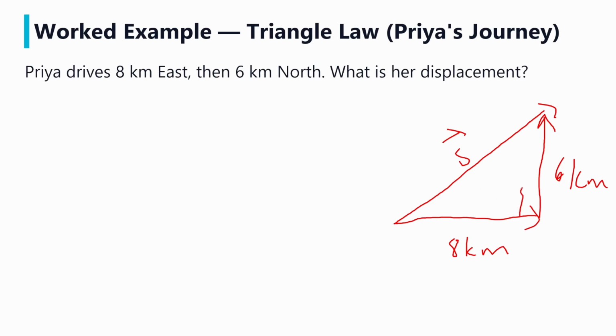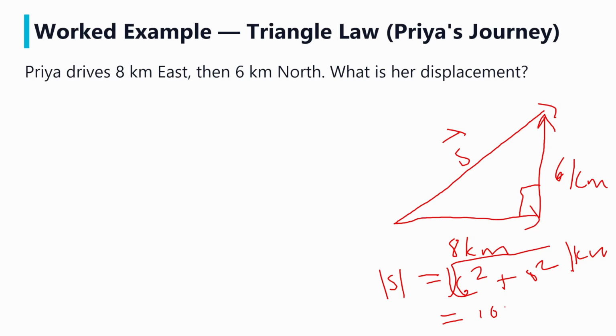You know that north and east are perpendicular, so just use Pythagoras theorem. To apply it, we can do something like this. We know it's a right angle triangle, so the magnitude of s is basically the root of 6 squared plus 8 squared, and all of this is in kilometers, obviously, because we keep the unit, because vectors have a unit as well. So this will be 10 kilometers, right?